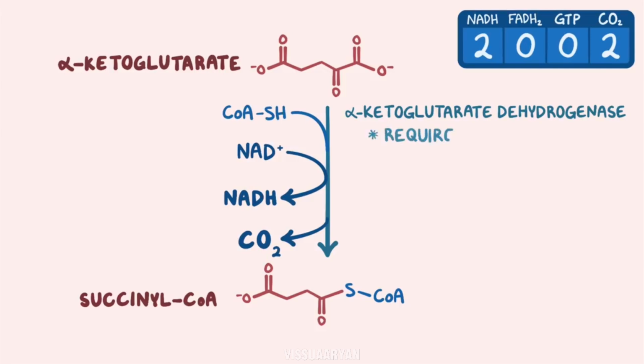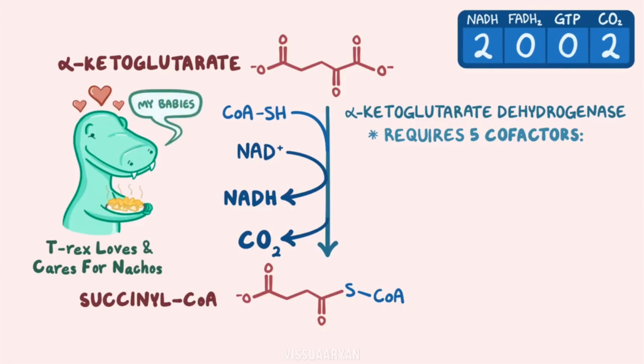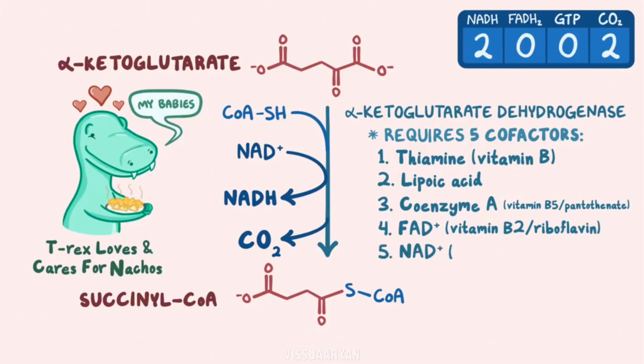This enzyme requires 5 sidekicks called cofactors to function, and you can remember them by the first letters of the following mnemonic: T-Rex loves and cares for nachos. T for thiamine, or vitamin B1. L for lipoic acid. C for coenzyme A, also called vitamin B5 or pantothenate. F for FAD+, also called vitamin B2 or riboflavin. And N for NAD+, also called vitamin B3 or niacin.